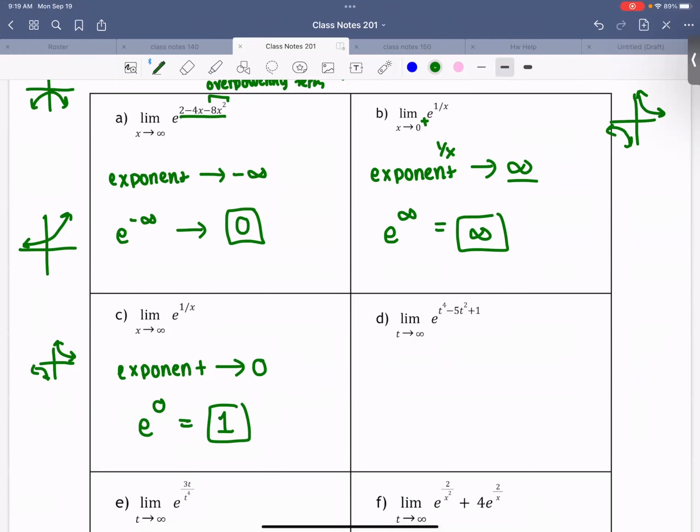Okay. One more. We have e to the t to the 4th minus 5t squared plus 1, and we're approaching positive infinity. Let's take a look at the exponent.